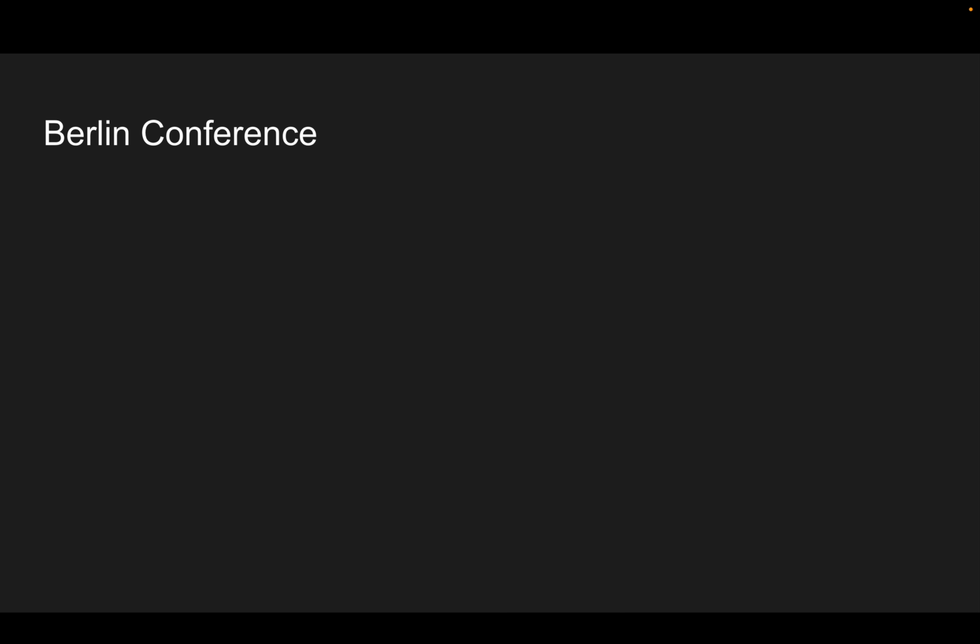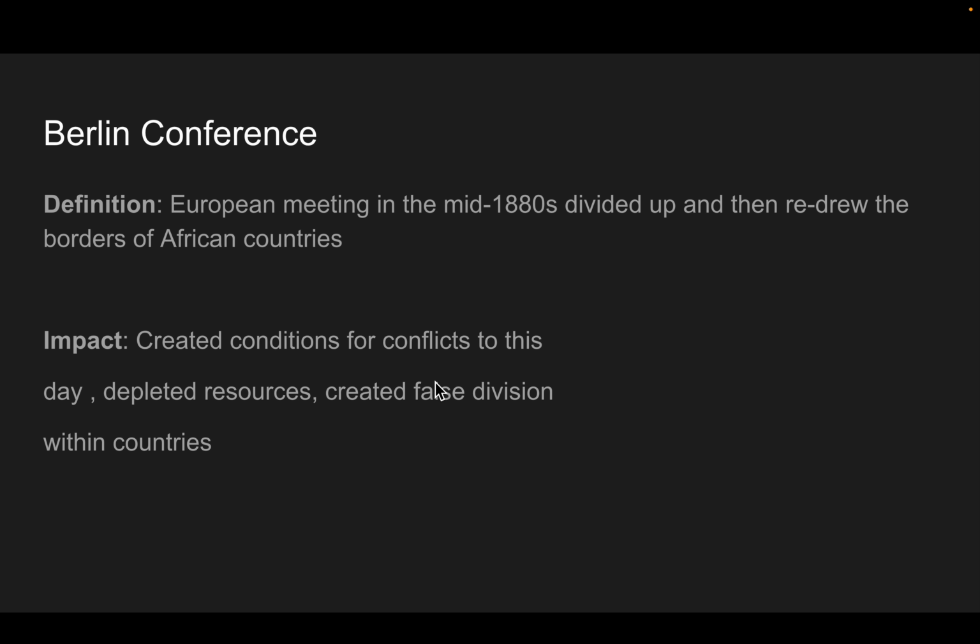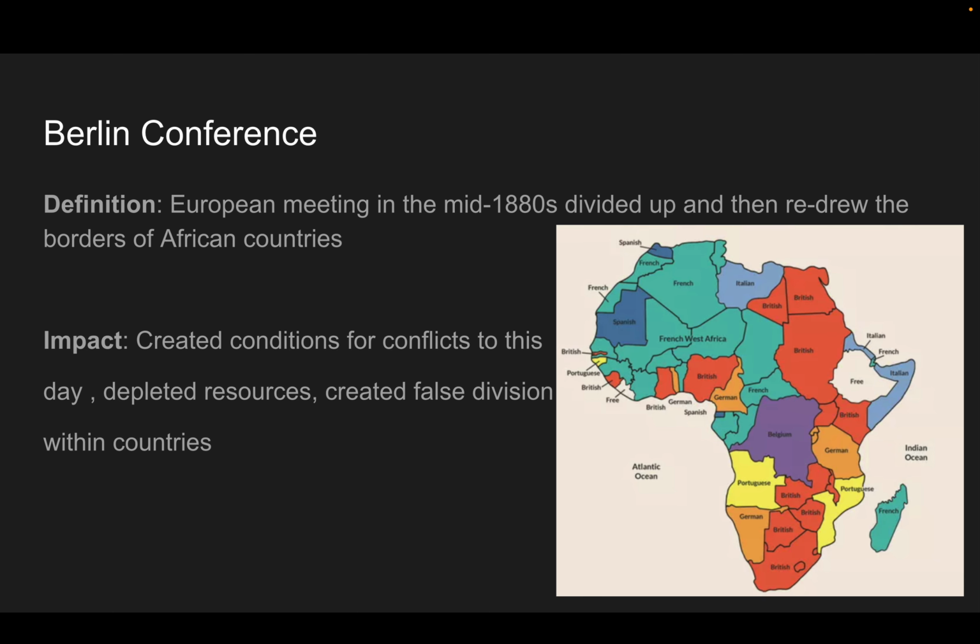For a history of colonization, we're going to be looking at lots of borders where decolonization did not work out so well. The Berlin Conference was a meeting in the mid-1880s where they divided up and redrew all the borders of African countries. And that colonial history had a strong influence on the borders of Africa. You can see here all the lines that were drawn. They did not consider ethnic lines or religious lines. They were, again, looking out for European interests.